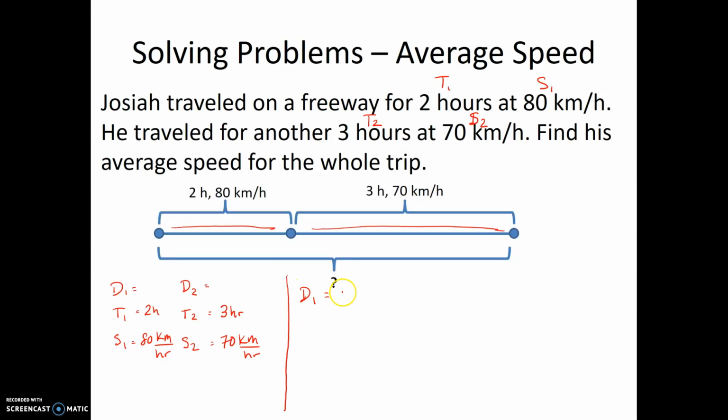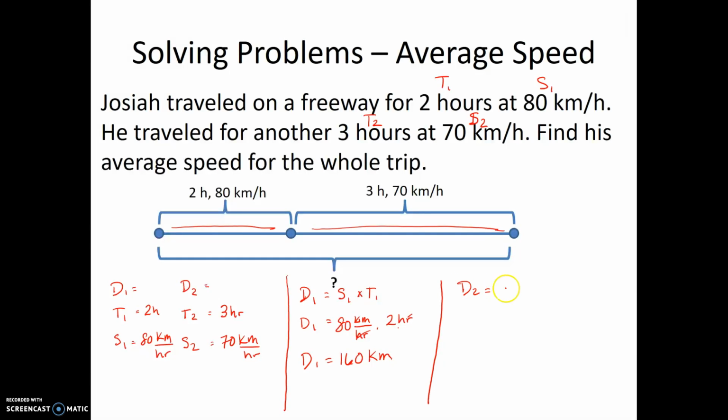Our distance 1 equals speed 1 times time 1. So distance 1 is going to be 80 kilometers per hour times 2 hours. So our distance 1 equals 160 kilometers. Okay, now we can find distance 2.